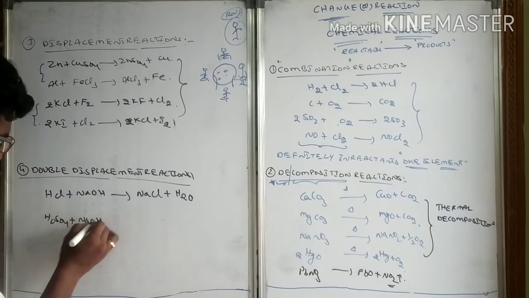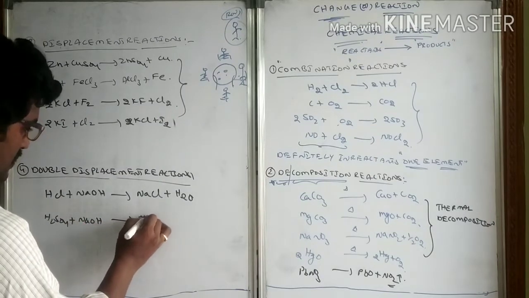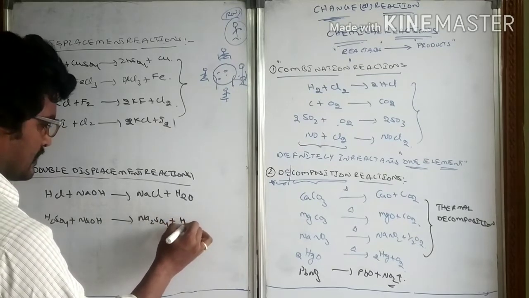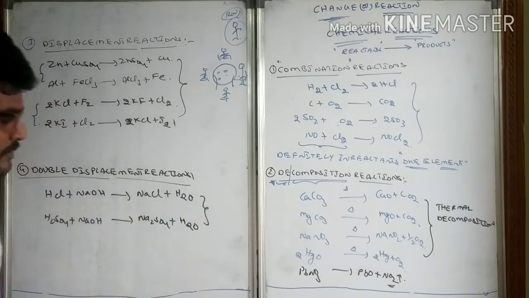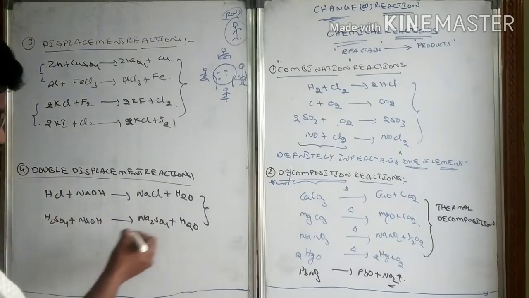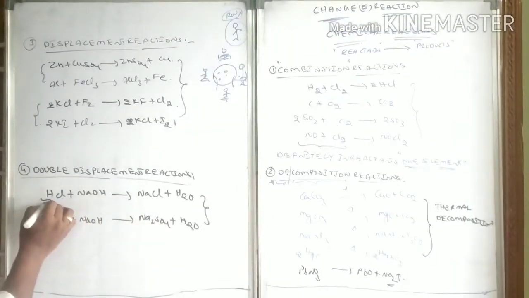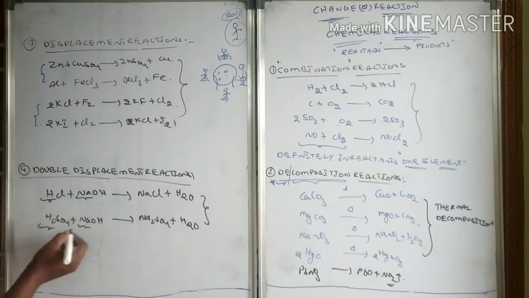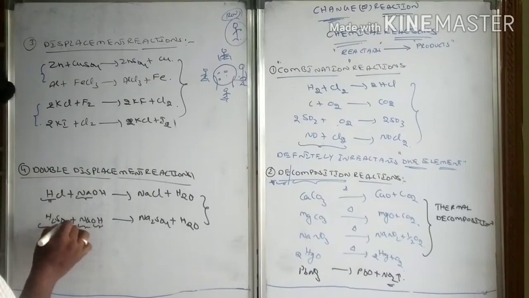H2SO4 plus NaOH gives Na2SO4 plus H2O will come. So like this, whatever the reactions you take, here you see hydrogen is displaced by the sodium, and sulfate is displaced by the OH.